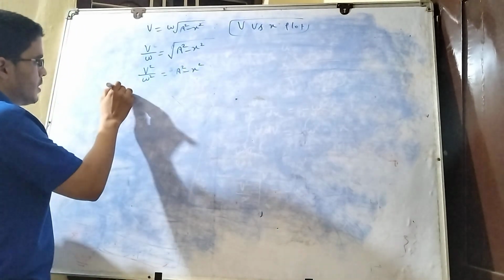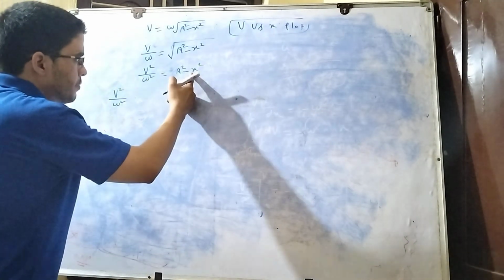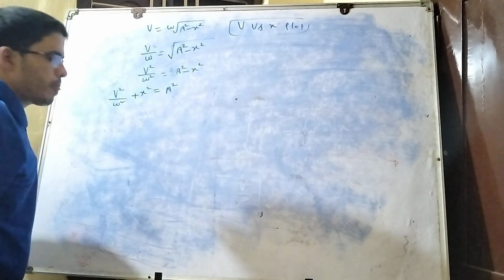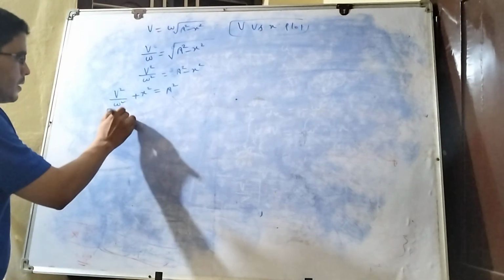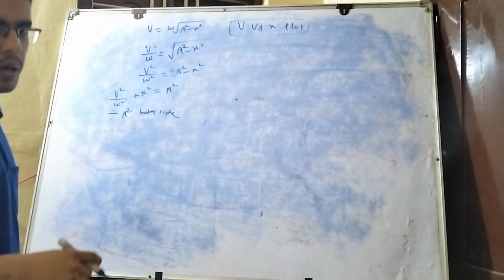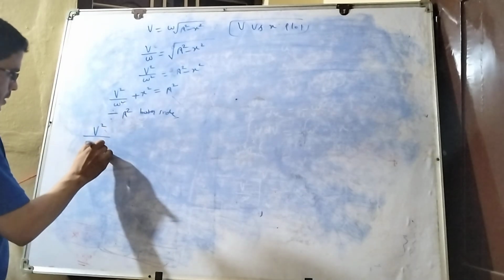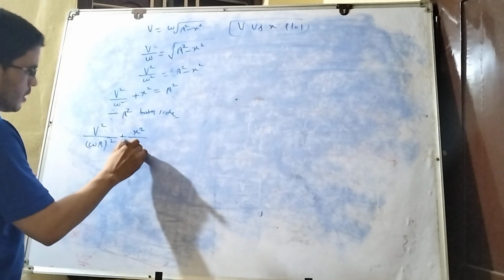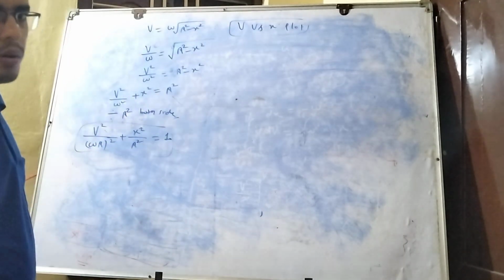So further v square upon omega square, and do one thing. Shift this fraction, x square equals to a square, right? So now I am telling, divide by a square both sides. That is constant, so you can divide. Okay. So v square upon omega a whole square plus x square upon a square equals to 1. You tell, which type of graph is that?